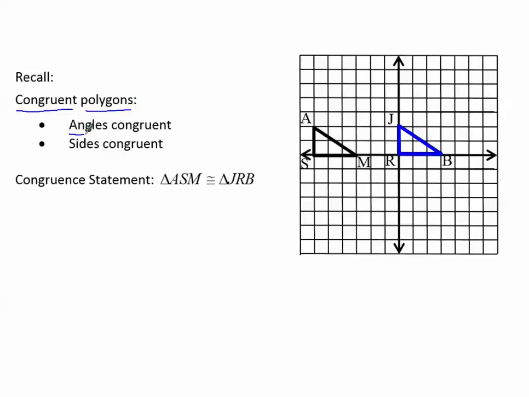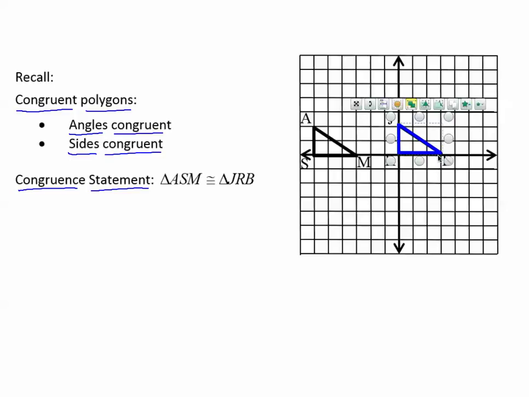Remember, these are polygons where the angles are congruent and the sides are congruent. Remember the congruence statement, such as this one, which tells us that these triangles are congruent. Triangle ASM is congruent to triangle JRB. If we slide one of the triangles over top of the other, all the sides and the angle measures are congruent to each other.